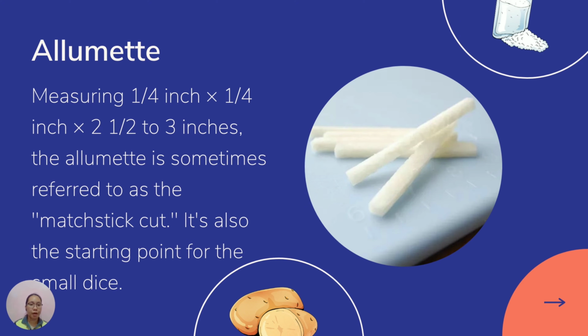And then we have the batonnet, which measures 1/4 by 1/4 inch by 2 1/2 to 3 inches. So this is sometimes referred to as the matchstick cut. And it is also the starting point for the small dice.